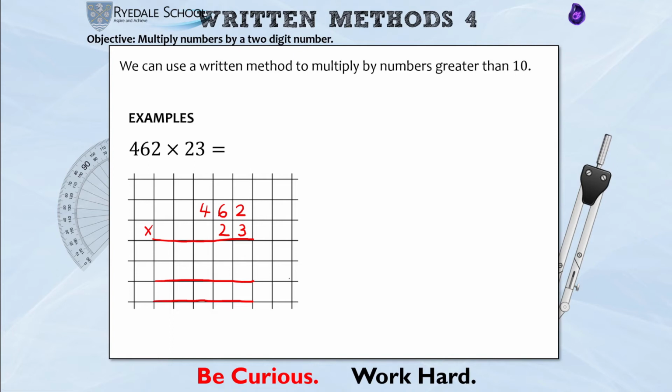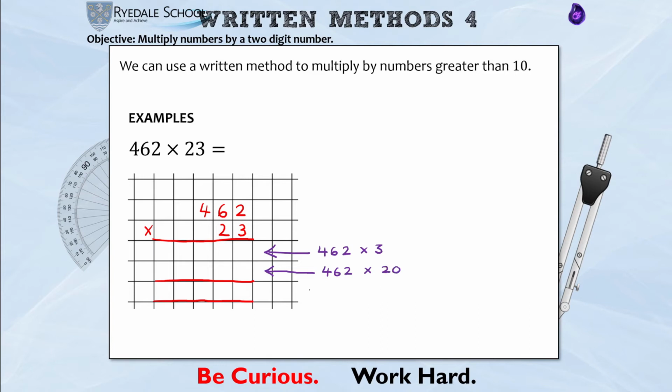So how does a long multiplication work, or multiplying by a number greater than 10? Well, on this row, we're going to do some similar maths to what we were doing last lesson. We're going to do our 462 times the 3. So we're going to ignore that number there and just times by 3. On the next row, we are going to do 462 times 20.